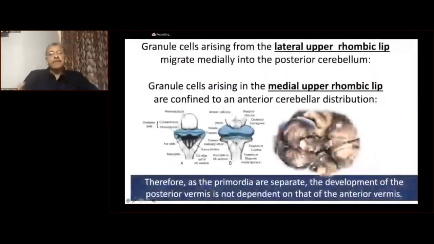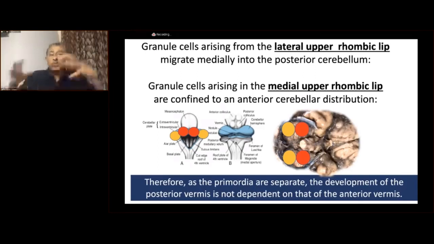Now there is one typical thing that happens. You have got a plate. One area is lateral, one area is medial. From the lateral area, it is going to be the posterior part of the cerebellum which is going to be developed. And from the medial area, it is usually the anterior part of the cerebellum that is going to be developed, because of the way the granule cells move.